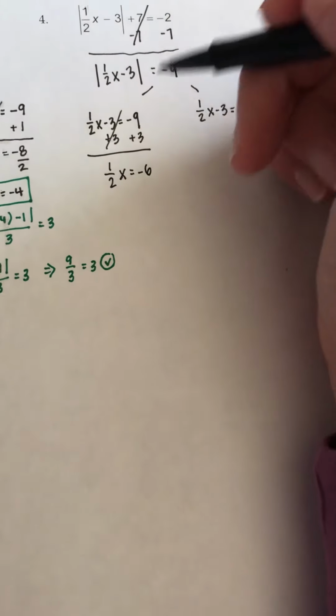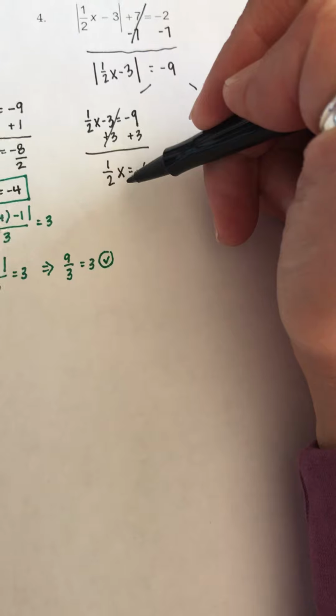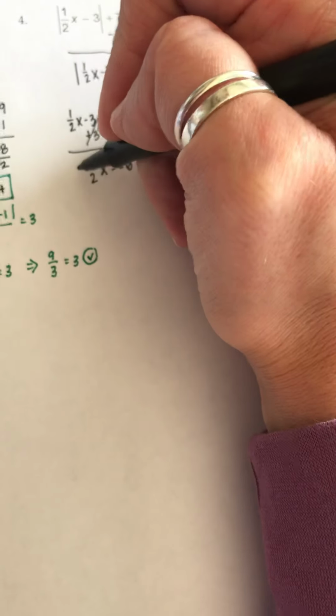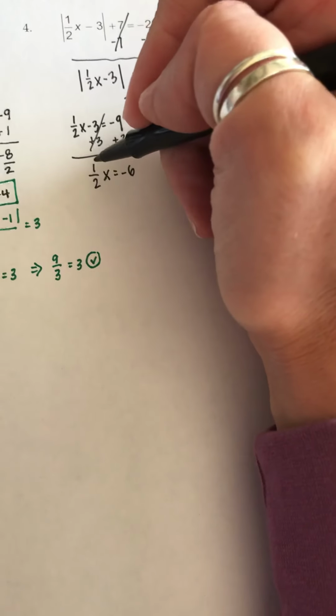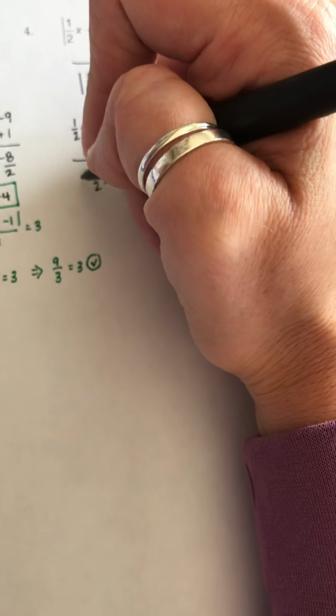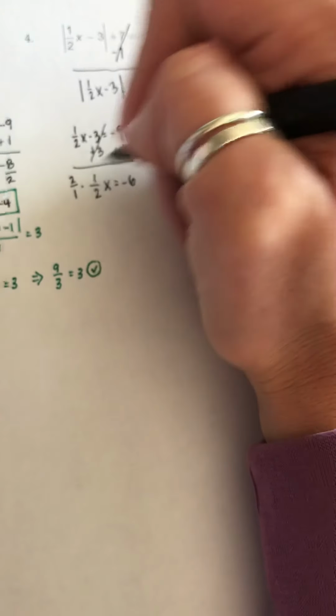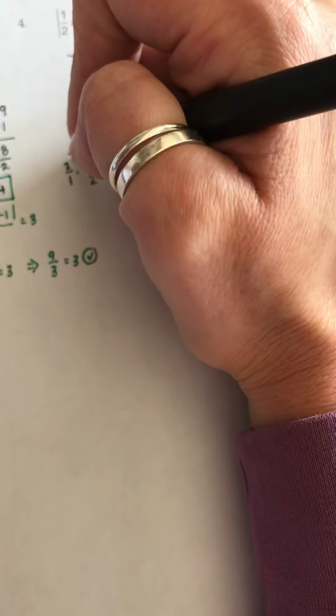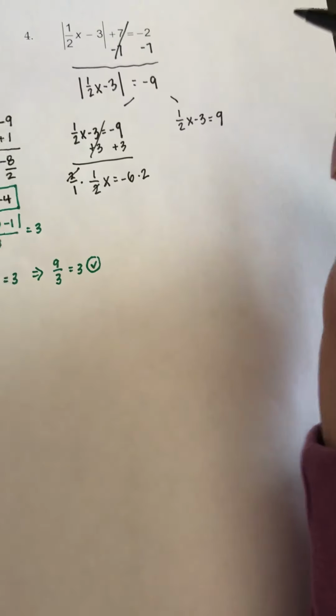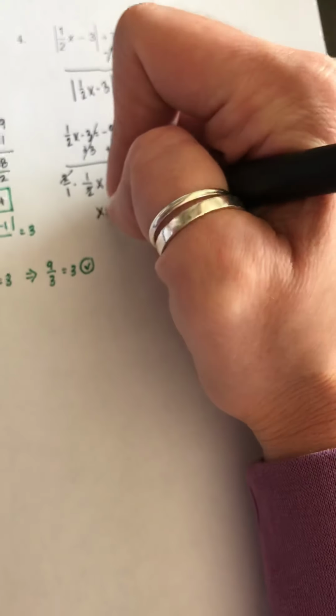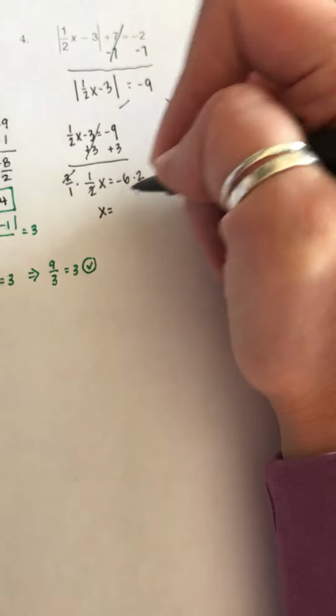And then you have a couple of options at this point. You can divide each side by 1/2, or what I'm going to do is multiply by the reciprocal of 1/2 on both sides. And the reciprocal of 1/2 is just 2/1. So over here, that's going to allow me to cancel out my 2's, so that's just going to leave me with an x. And over here, -6 times 2 just gives me -12.